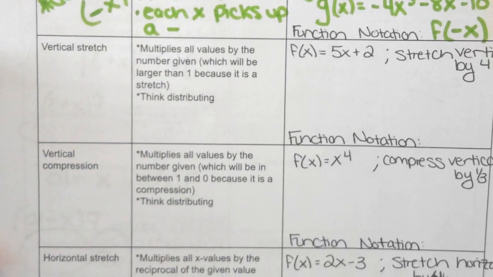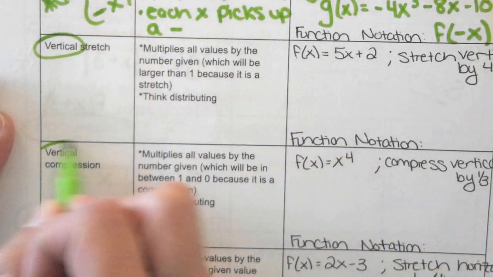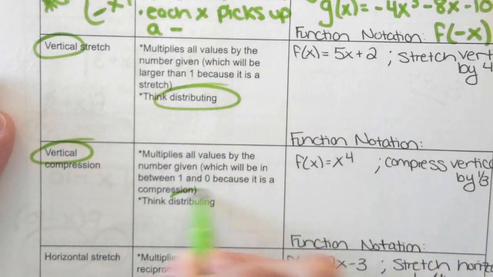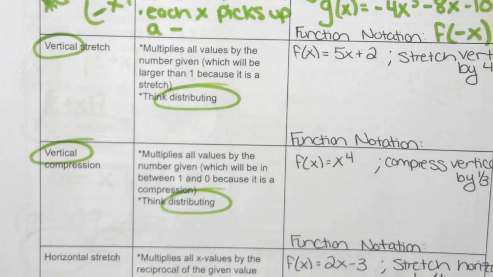Vertical stretches and compressions. Anytime I see vertical stretch or vertical compression, I think distributing. Vertical stretches and compressions are exactly what they sound like. You're taking something and you're either stretching it vertically or compressing it vertically. My visual is like the funhouse mirrors at the fair, right? You stand there and look silly in the funhouse mirror. That's what I think of when I think of stretches and compressions, because it's making it look distorted in some way. And again, think distributing when you think vertical.